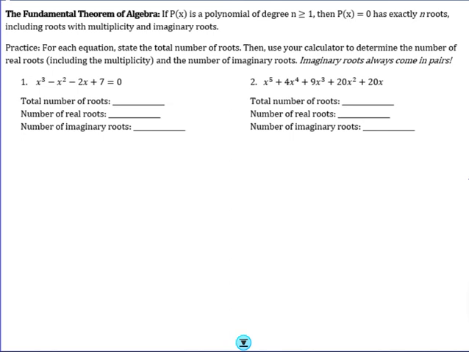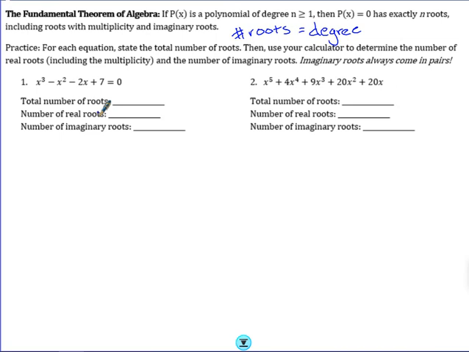All right, so the fundamental theorem of algebra, big fancy title. If it has a degree n that is greater than or equal to 1, then blah, blah, lots of fancy math words. Basically what this says is, as long as your polynomial is not just a constant, not just a number, if it has an x anywhere in there, then the number of roots is equal to the degree. And remember, the degree we talked about the first day of the unit is the highest exponent. So whatever the highest exponent is, that's how many roots that polynomial has.